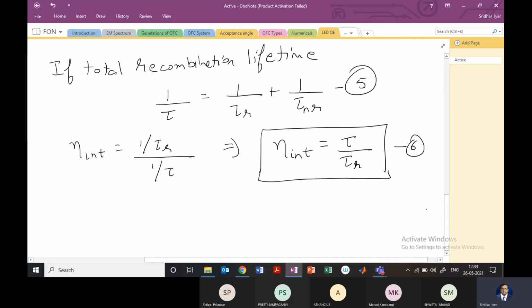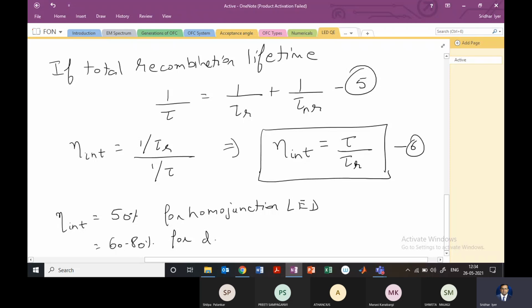In general, eta internal is 50% for a homojunction LED, and this will be around 60 to 80% for a double heterojunction LED.